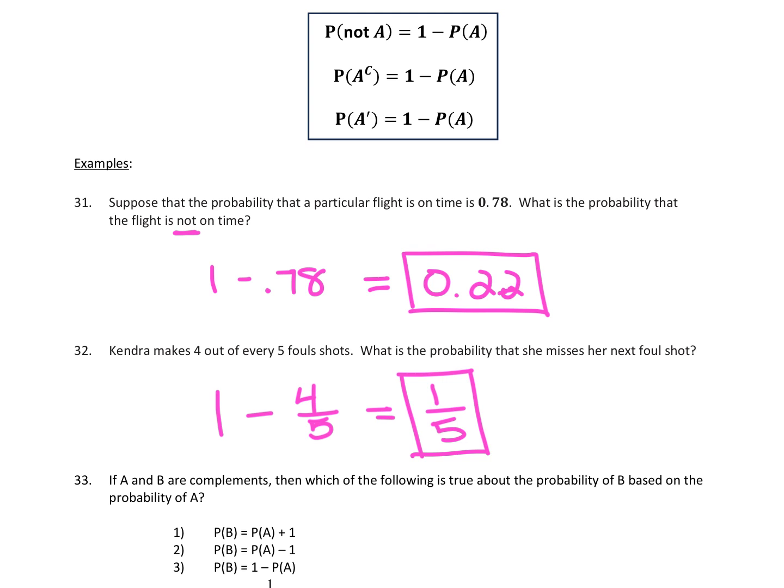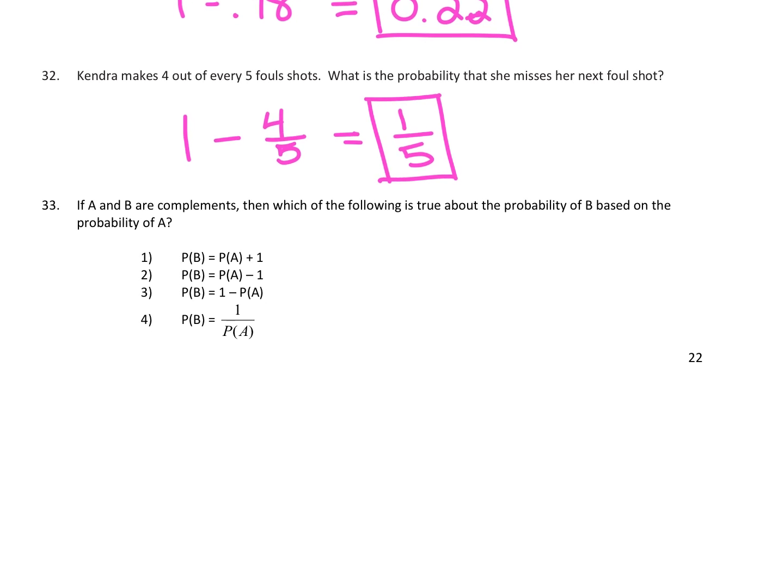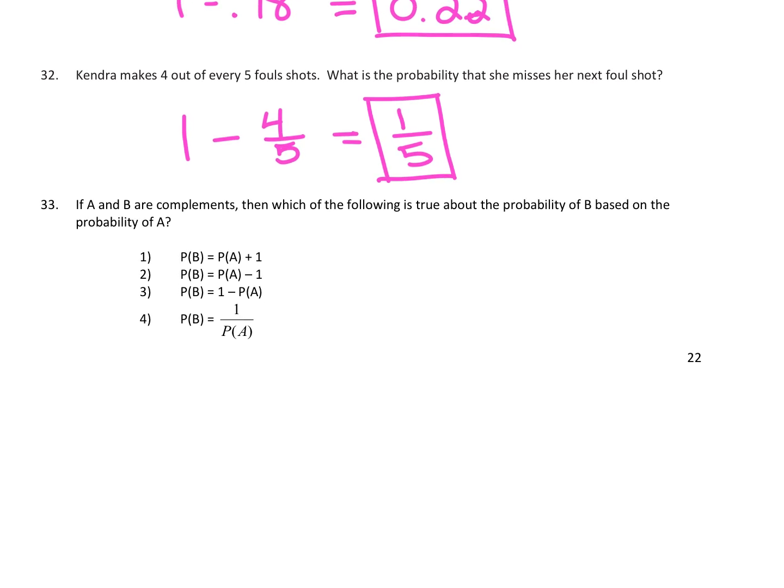Okay, and then finally, let's see, we have a multiple choice down here. If A and B are complements, then which of the following is true about the probability of B based on the probability of A? Okay, so if A and B are complements, let's look at these. Then, all right, I'm seeing it right here in choice 3. The probability of B would be equal to 1 minus the probability of A. Okay, so just remember, if you want to find the complement, you just do 1 minus the probability of the event occurring. So that would be choice 3.